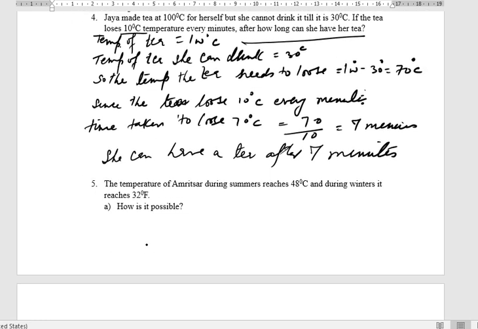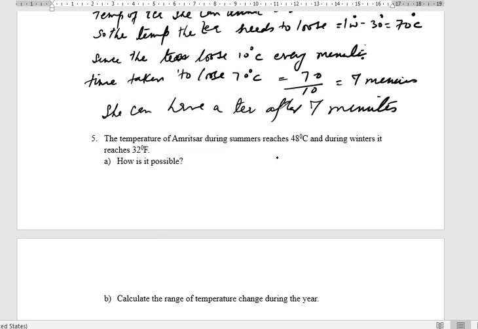Next one. The temperature of Amritsar during summers reaches 48 degrees Celsius and during winters it reaches 32 degree Fahrenheit. How is it possible? Like winters में 32 degree and summers में 48 degree Celsius. How is it possible? It is possible because the temperatures are in different scales. One is in Celsius and the other one is Fahrenheit. So it is possible as temperature is in different scales.